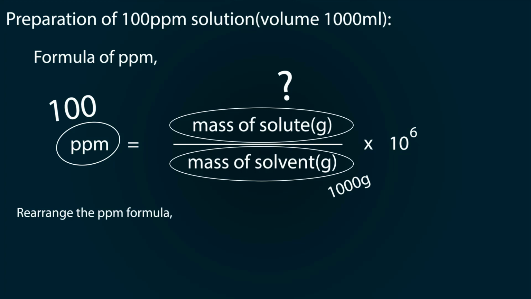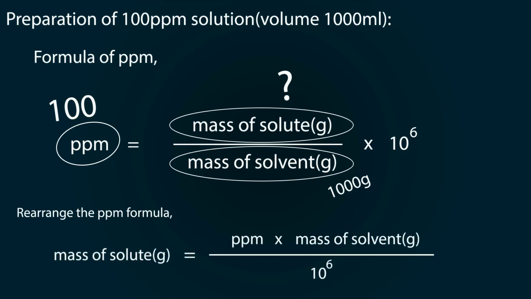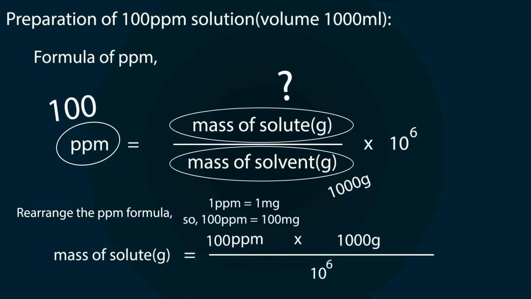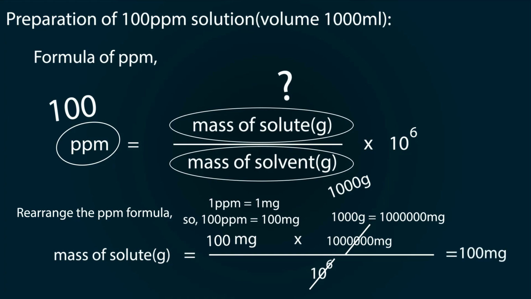Now rearrange the formula. We get mass of solute is equal to ppm multiplied by mass of solvent divided by 10 raised to power 6. We have 100 ppm and 1000 grams of solvent. 1 ppm is equal to 1 milligram and 100 ppm is equal to 100 milligrams. Now change the unit. On the other hand, 1000 grams is equal to 10 raised to power 6 milligrams. After cancelling and calculation, we get mass of solute as 100 milligrams.